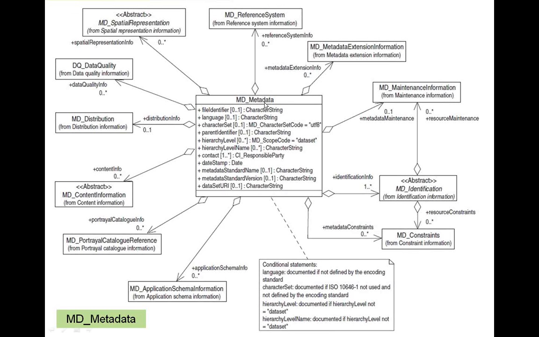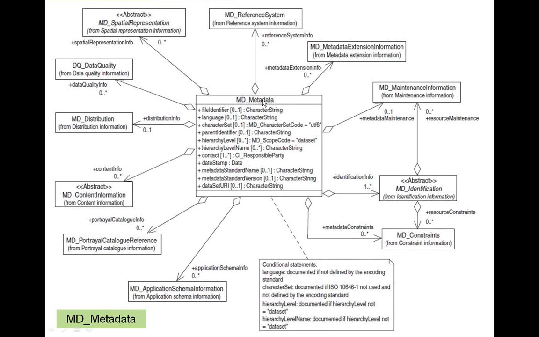Now we see MD_metadata has elements about that metadata itself: the file identifier, the languages, the character sets. It tells me the hierarchy level. This is optional, but it's repeatable, so I can have more than one. So I have all this information.